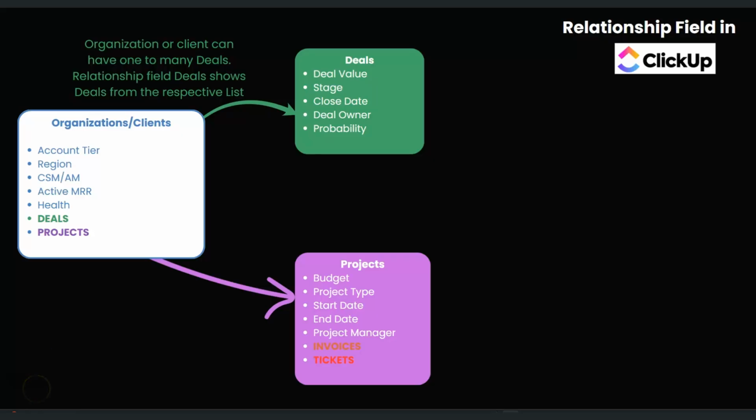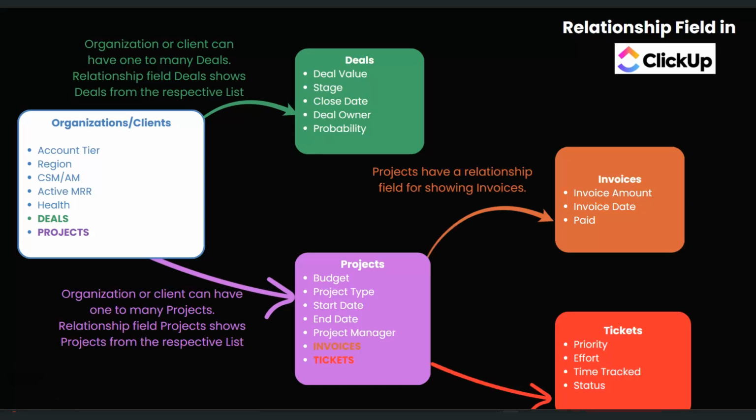An organization can have one or multiple deals. Each organization can have multiple projects. So with the relationship field on the organization's record, we can show the linked projects, where each project will have a budget, project type, start date, end date, and project manager. How you set it up depends on you, but this will be the relationship field created within the organization.